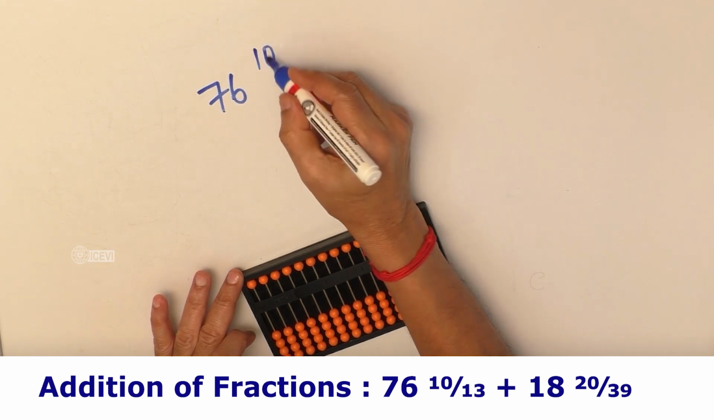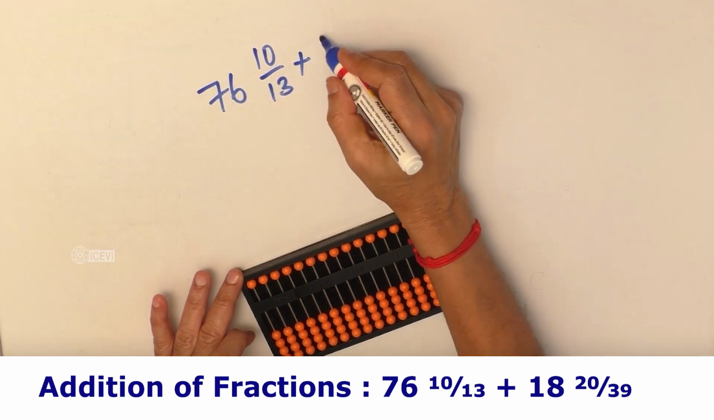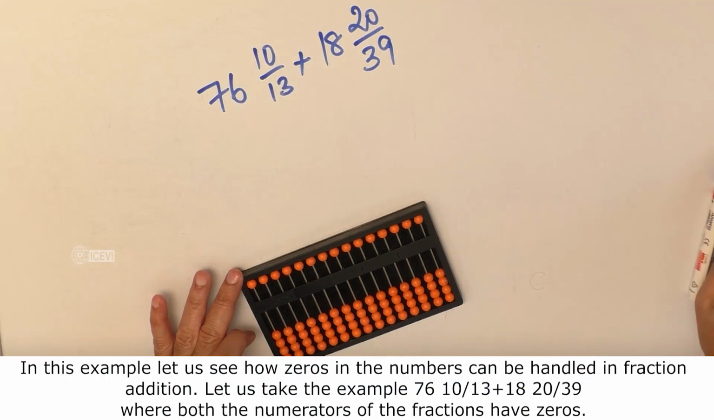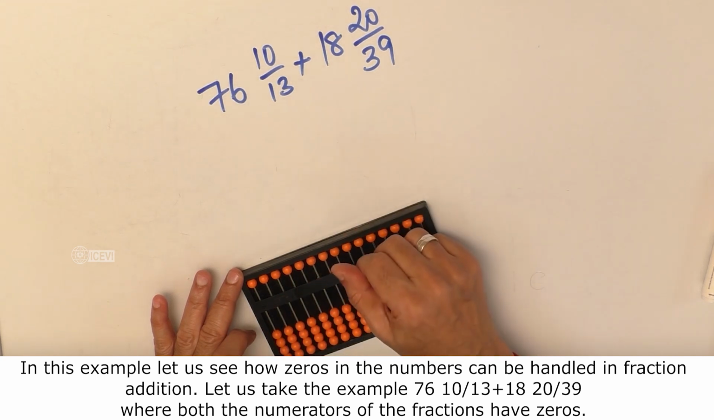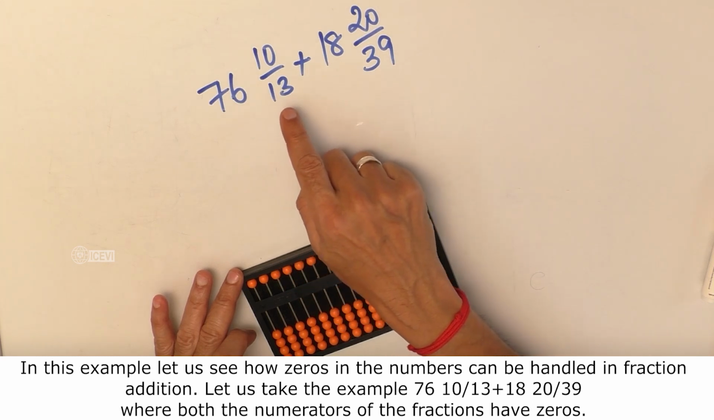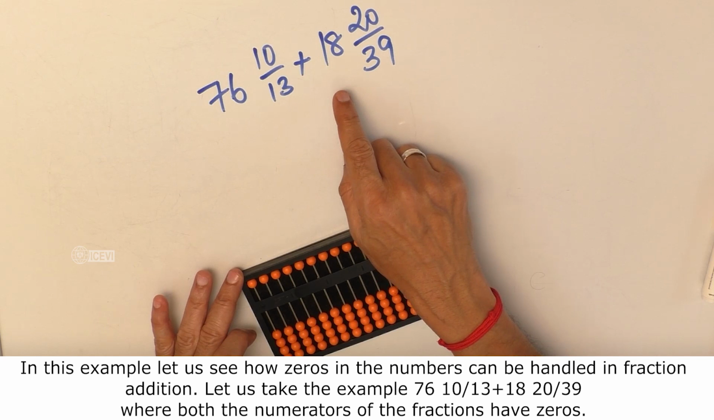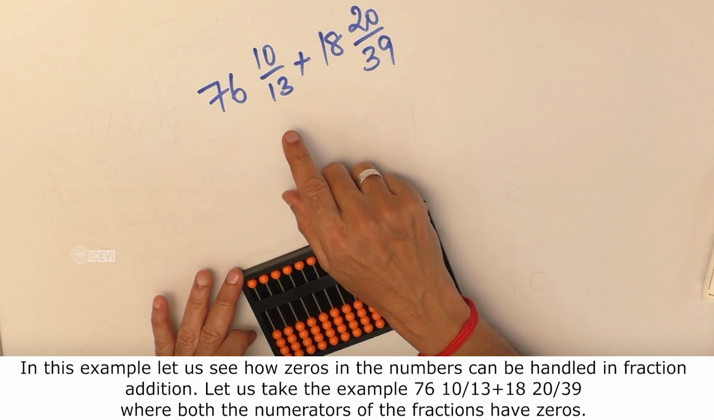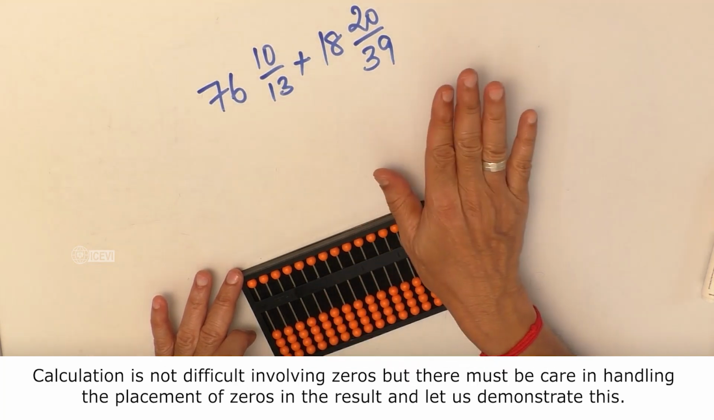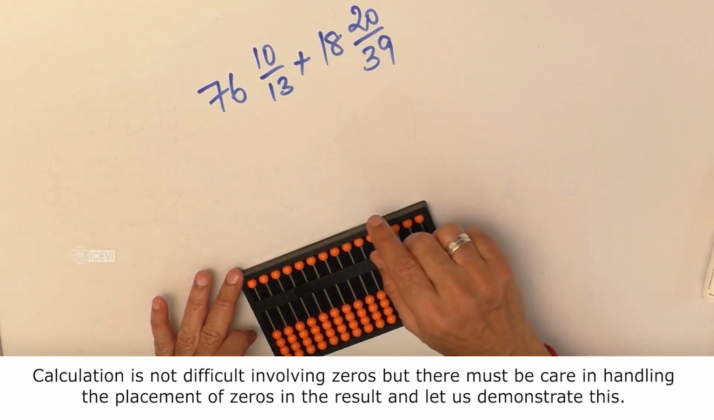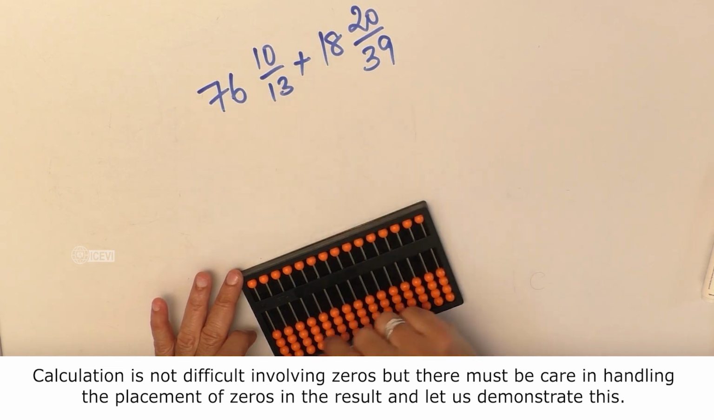76 10 by 13 plus 18 20 by 39. In this example, let us see how zeros in the numbers can be handled in fraction addition. See the example 76 10 by 13 plus 18 20 by 39, where both the numerators of the fractions have zeros. Calculation is not difficult involving zeros, but there must be care in handling the placement of zeros in the result, and let us demonstrate this.